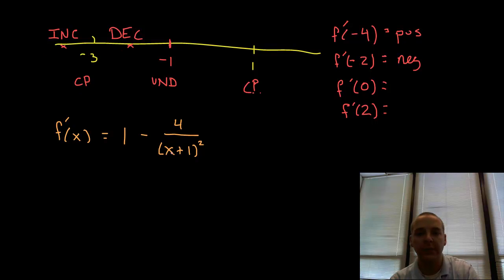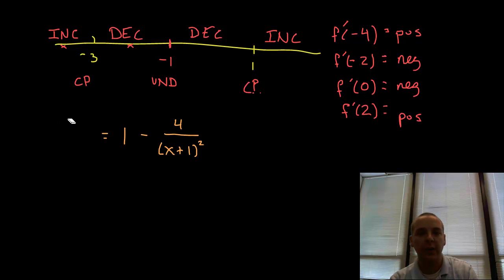If you plug in 0, you get 1 over 4 minus 1. That's also negative. So that shows that these number lines don't always just flip-flop, increasing, decreasing, increasing, decreasing. Sometimes they stay the same. Then lastly, f prime of 2, we get 2 plus 1 is 3, 3 squared is 9, 4 ninths, and then 1 minus 4 ninths is a positive number, and so we would be increasing. So increasing, decreasing, decreasing, increasing.